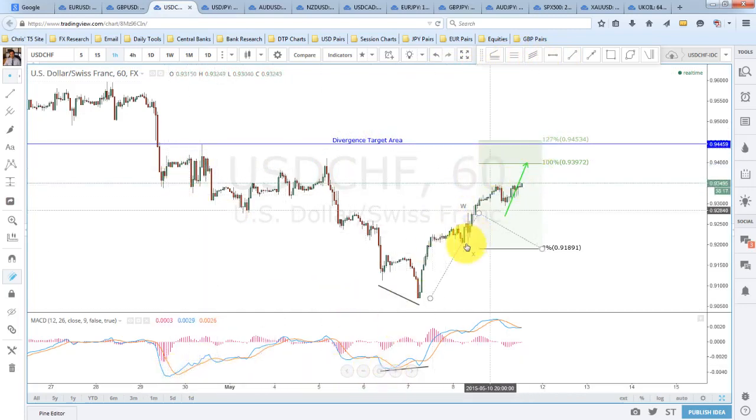We also had a qualified divergence right here when price rallied and then pulled back. Didn't get much of a pullback here like we did on the euro, so it didn't end up being a trading opportunity because we didn't see a deep enough pullback, but we did have a qualified divergence, and now we've seen this continue to rally higher towards this divergence target area.